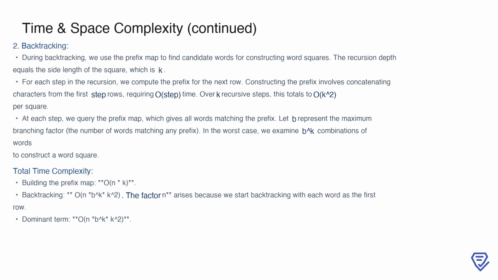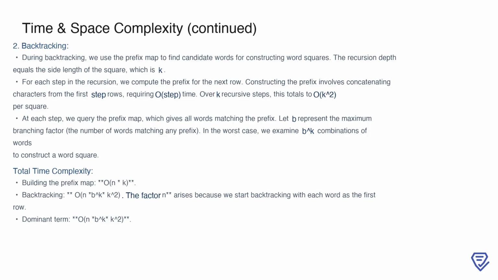Now, moving on to the backtracking process. Here, the prefix map is used to find candidate words that can extend the word square. The recursion depth is k, which corresponds to the side length of the square. At each level of recursion, we calculate the prefix for the next row by concatenating characters from the first step rows. This operation requires O(step) time per step, and over k steps, this totals to O(k squared) time per square.